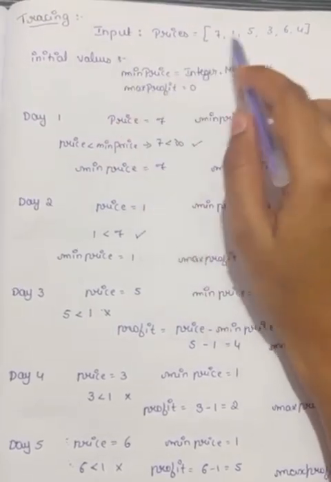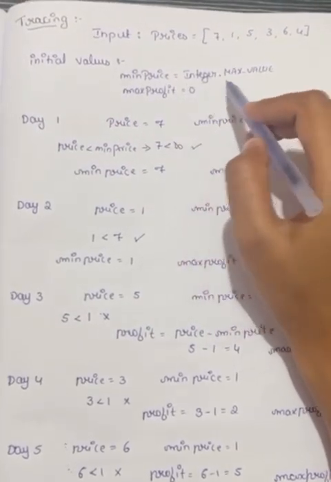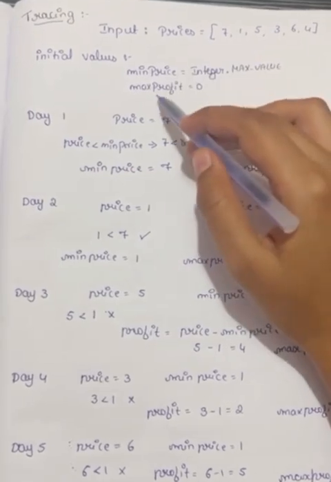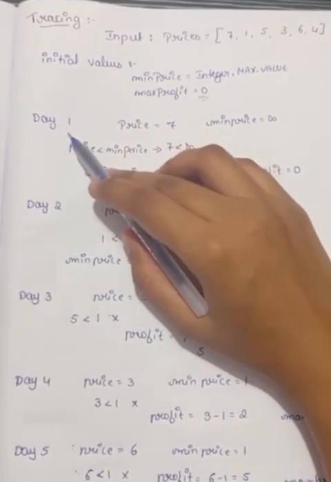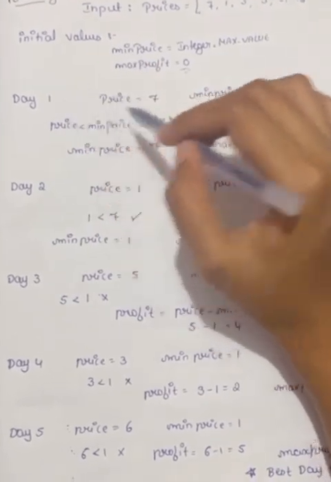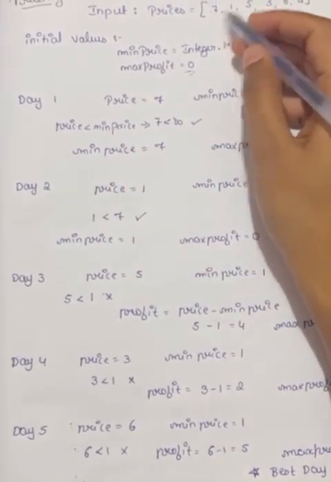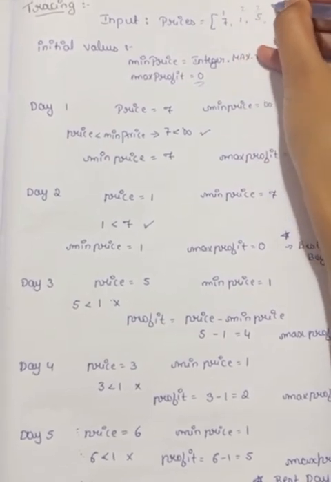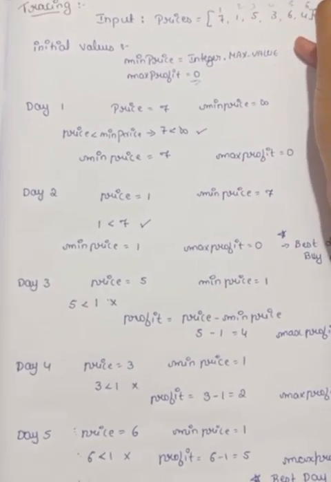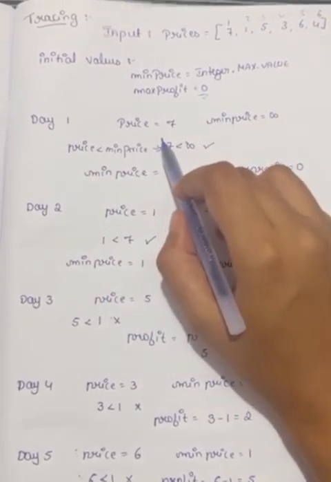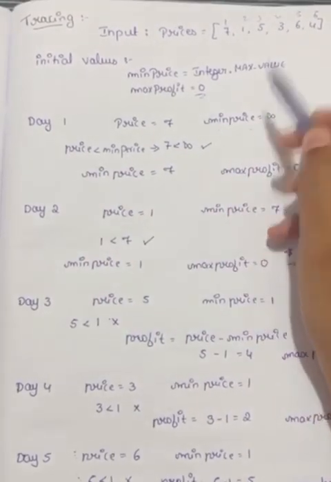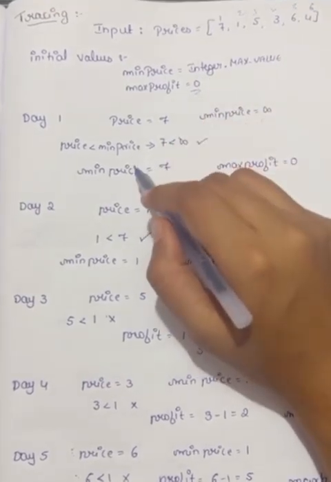The initial values of these variables are: min price is equal to Integer.MAX_VALUE, and my maximum profit I have declared as 0. I have taken the value of day 1. In day 1, my price is 7. These are day 1, day 2, day 3, day 4, day 5 and day 6. The price on day 1 is 7 and min price is equal to infinity. Then I'll be checking a condition.